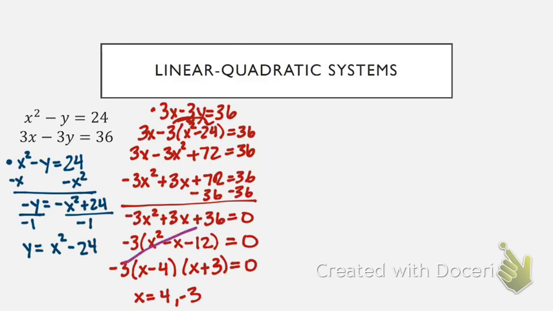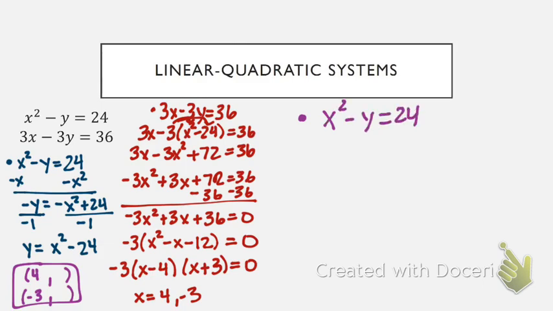So, I'm going to write my answers down here. So I'm going to have two answers, x equals 4 and some y value, and x equals negative 3 and some y value that goes with those x's. So I know that x squared minus y equals 24.